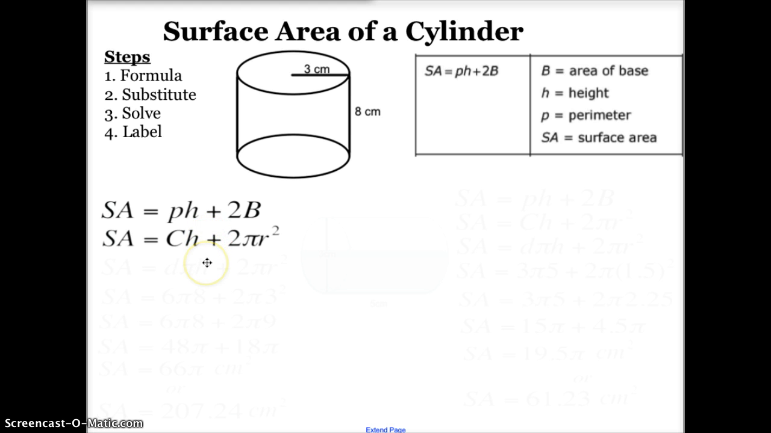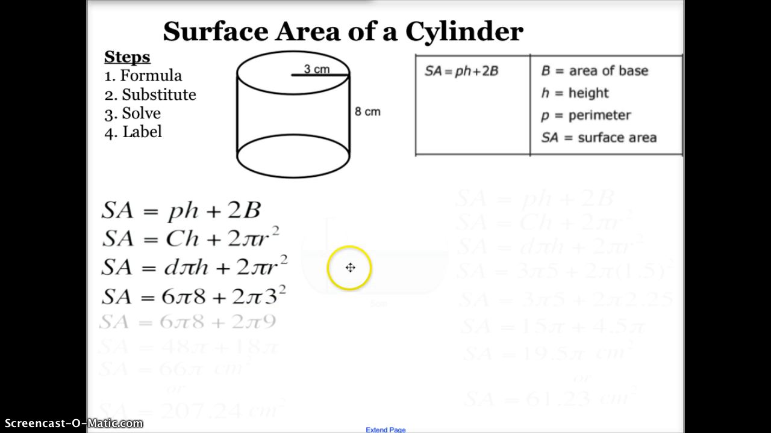Next, I'm actually going to change circumference to diameter times pi. And I'm going to leave the rest of it the same. Next, I'm going to replace the diameter, the height, and the radius with the lengths that those three are in this picture. Well, the radius is 3, and if the radius is 3, the diameter is all the way across the circle, so that has to be 6. So I have 6 times pi times 8, which is the height, plus 2 times pi times 3 squared, because r is 3.